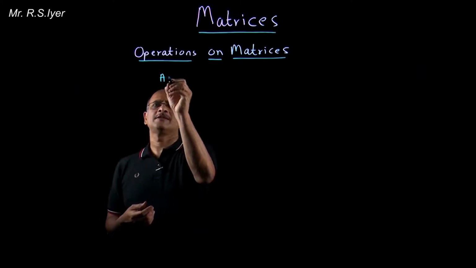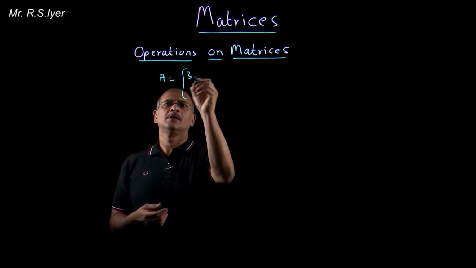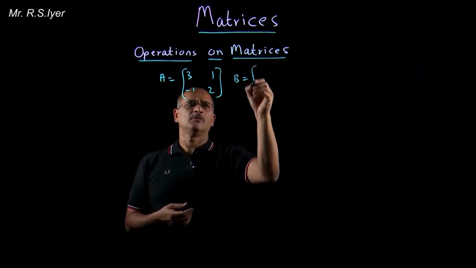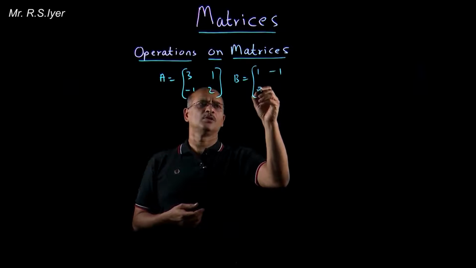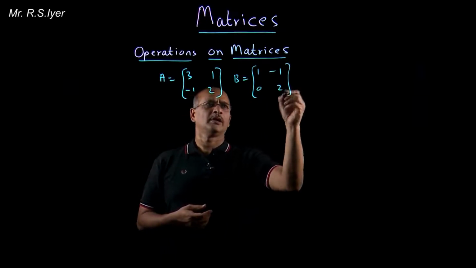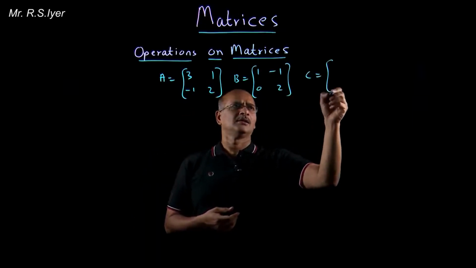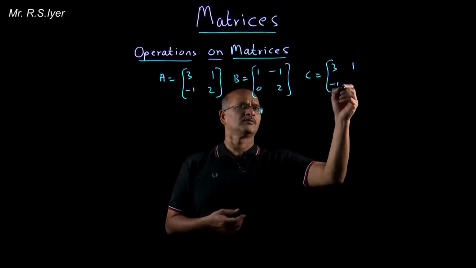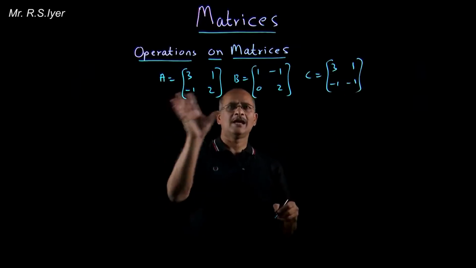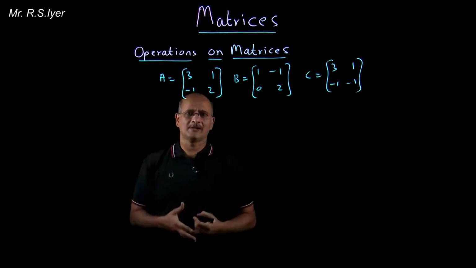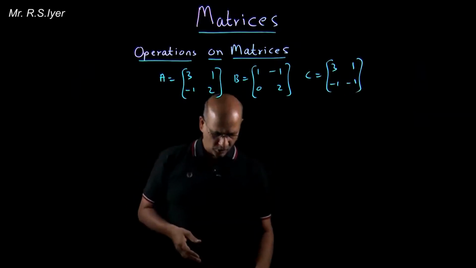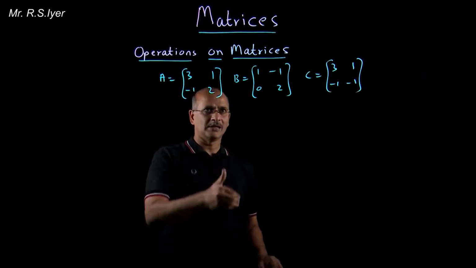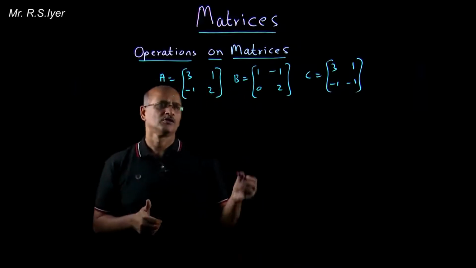So suppose if I say A is nothing but 3 1 minus 1 2 and B is 1 minus 1 0 2, okay, and C is you can say 3 1 minus 1 minus 1. So I just put up these 3 matrices for you. Now first operation for addition and subtraction I want to share with you, and then we will go into the multiplication with the same matrices. Okay, so let us begin with this.